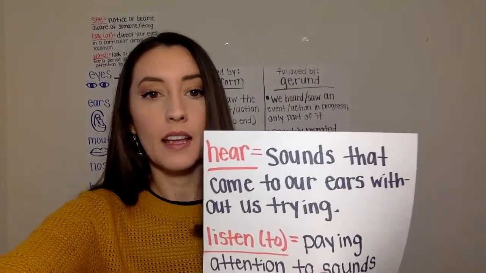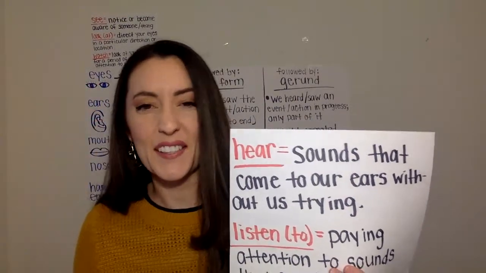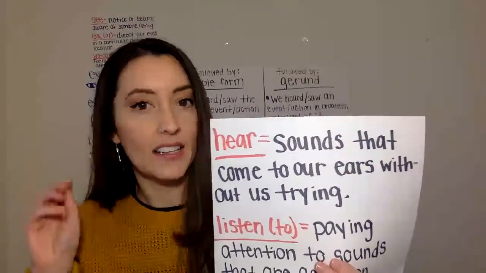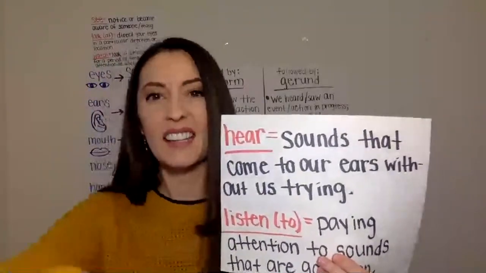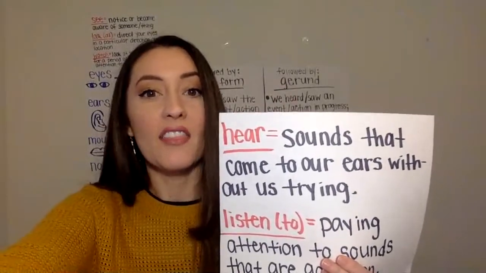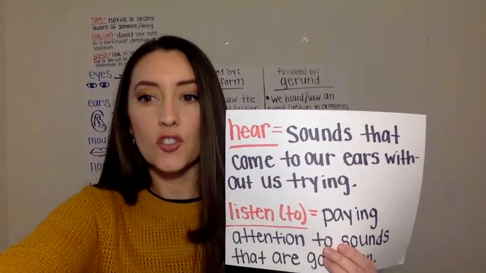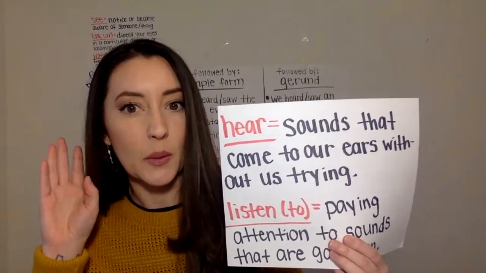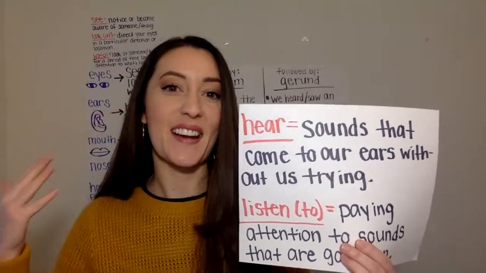So hear, sounds that come to our ears without us trying. Okay, so that sounds kind of weird, but when we hear something, we're not trying to hear it. It's just a noise that happens and the noise enters our ear. So it's not on purpose. It's unintentional, okay? For example, they heard a strange noise in the middle of the night. So they weren't actively listening to it, but they were sleeping and all of a sudden a strange noise entered their ears, okay? It wasn't on purpose.